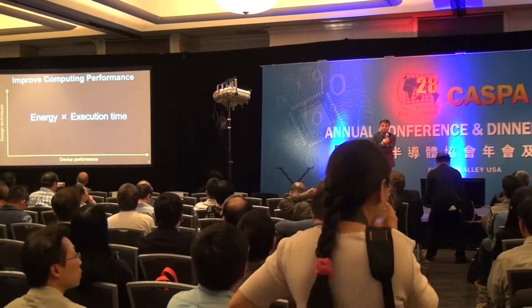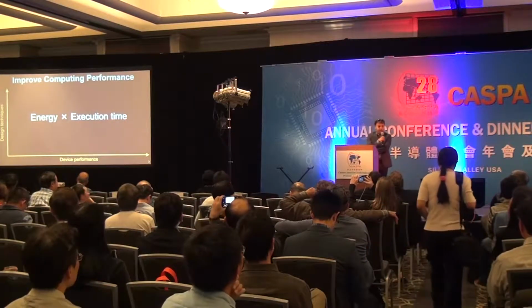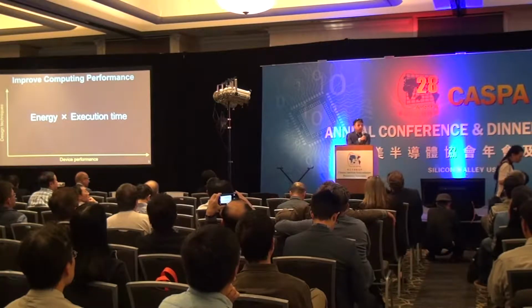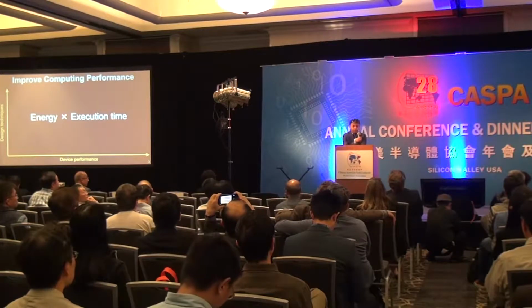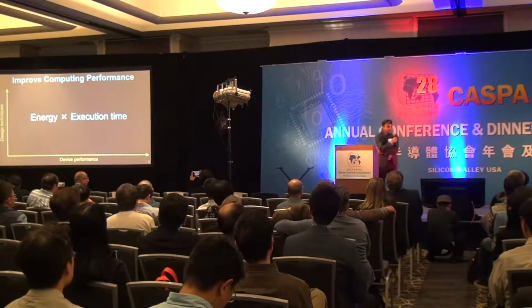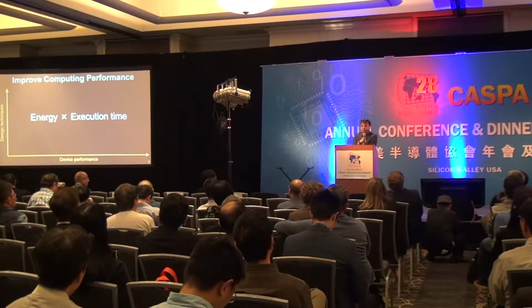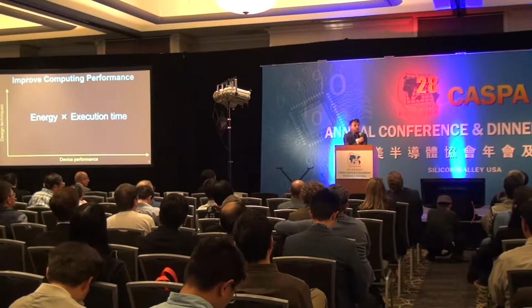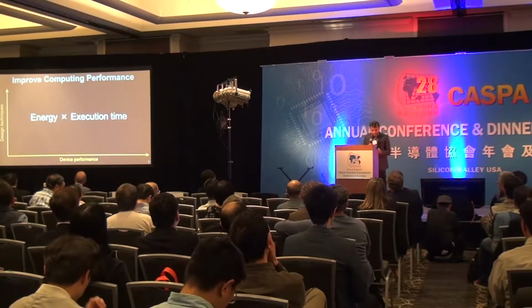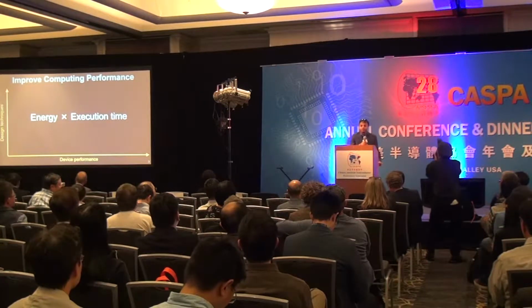And for this presentation, I will define performance as the product of energy and execution time. And the reason for that is there are many ways to improve energy at the cost of execution time. For example, you could reduce voltage. There are many ways to improve execution time at the cost of energy. For example, you could just go for parallelism. But there are very few ways to simultaneously improve energy and execution time. So that would be our metric. And now let's see, how do you improve computing performance?